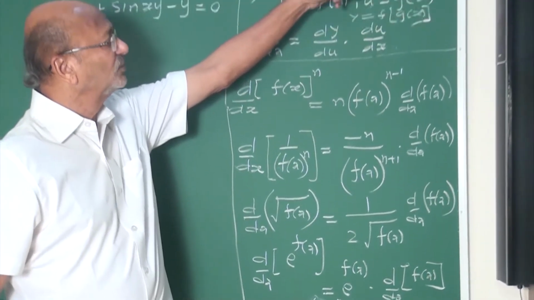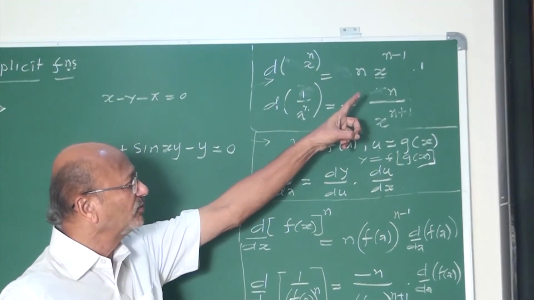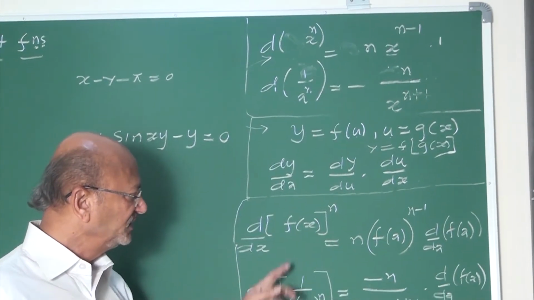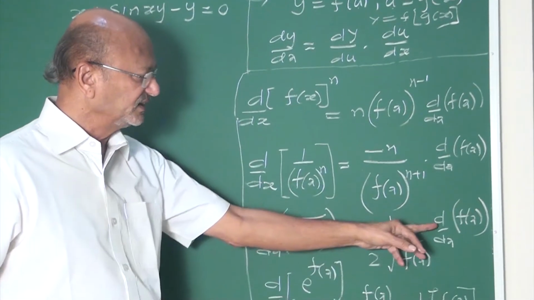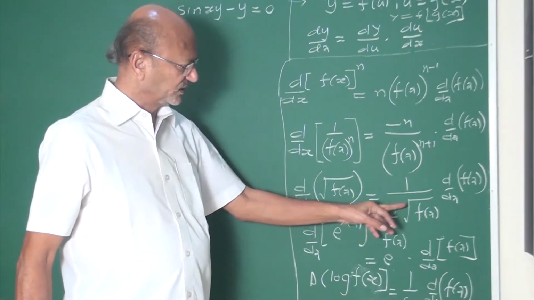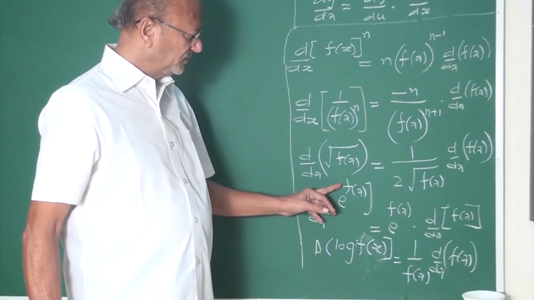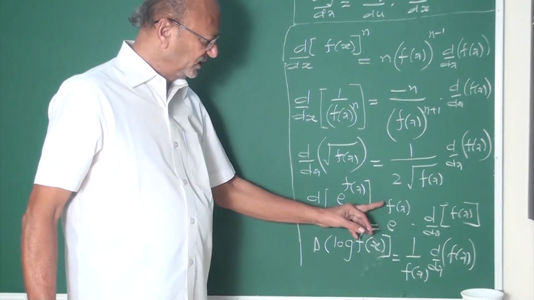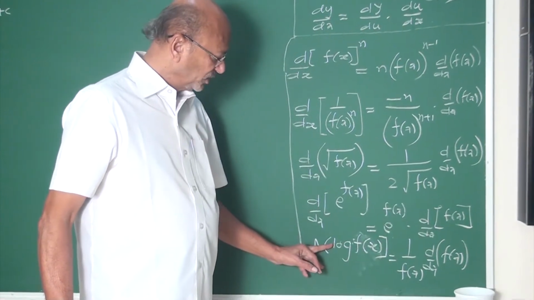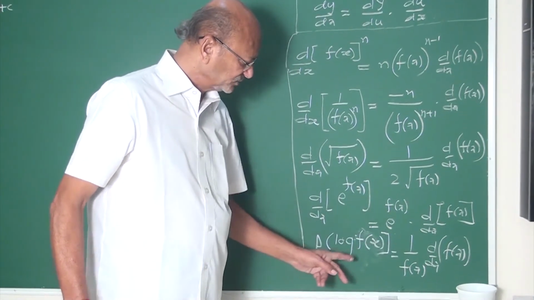If it is x, there is no need to write the derivative, because the derivative of x is 1, and into this it is the same itself. If it is other than x, my friends, you have to write its derivative. Same for root f: 1 by 2 root f into derivative of f. Similarly e to the power f, and log f(x), 1 by f(x), into its derivative. Other than x, right?